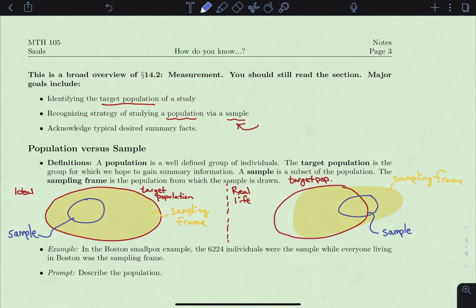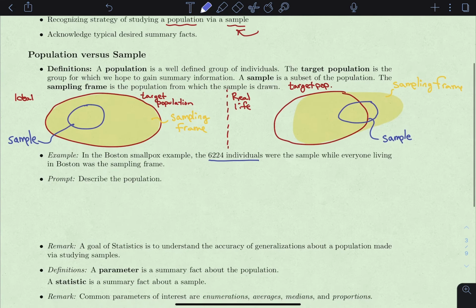So real life is just much messier than the ideal way to study, and it's important to confront the messiness, and the vocabulary words allow us to communicate about that messiness in a more systematic fashion. The other example we had is our smallpox example. The 6,224 individuals, that was the sample. Everybody else living in Boston who could have been kept track of by the research, those are the individuals in the sampling frame. And our prompt here is to describe the population.